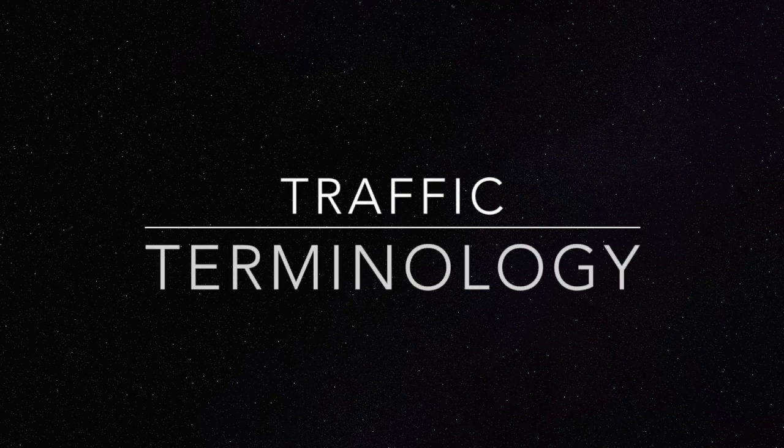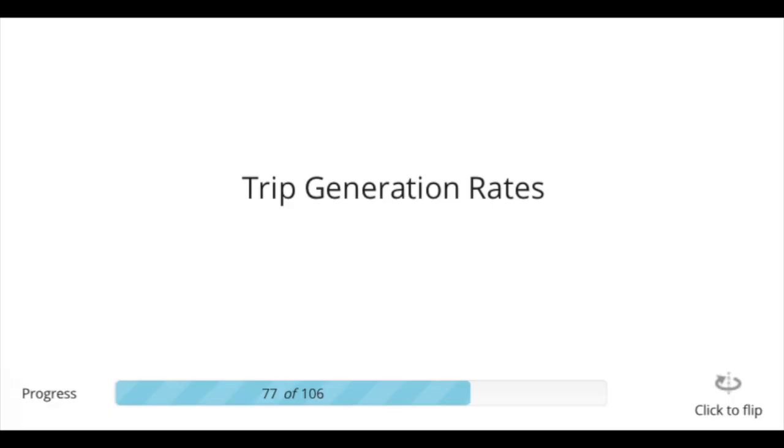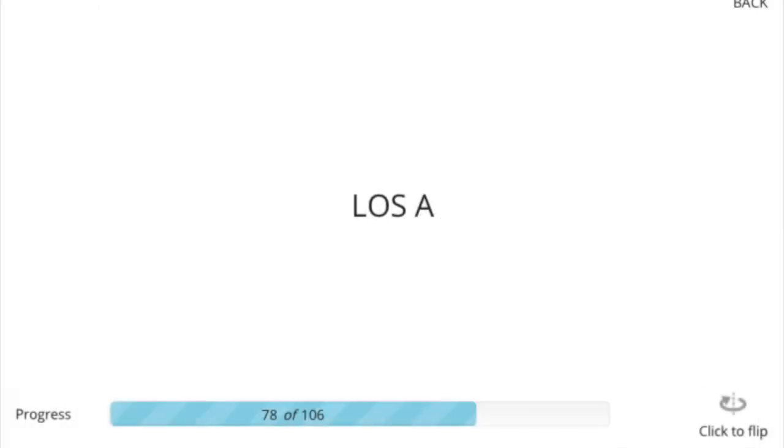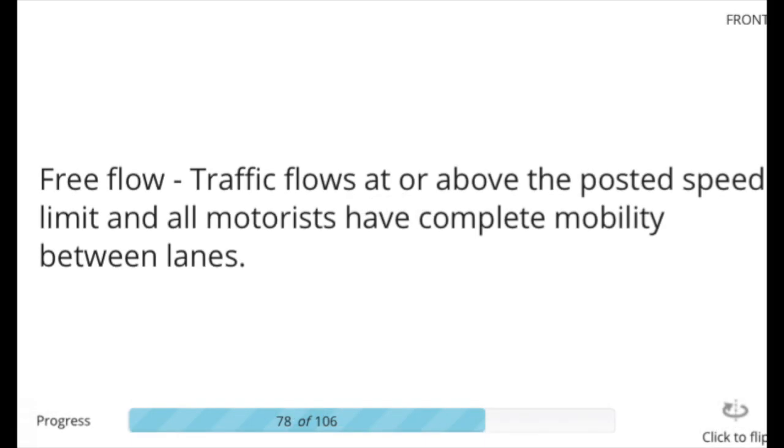And now for terms relative to traffic alone. Trip generation rates, or TripGen. There's some industry standard calculators or multipliers that are used based on the type of use, and you multiply that out by the number of square footage of the proposed development and understand how many trips will be generated to the site.